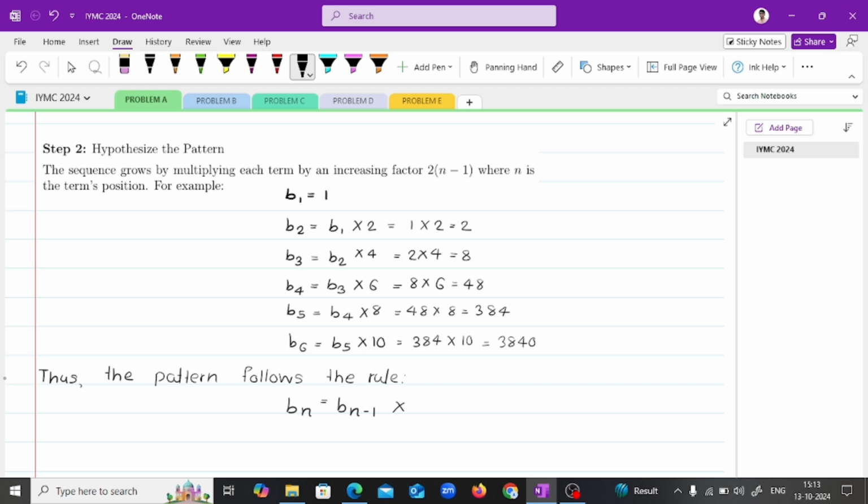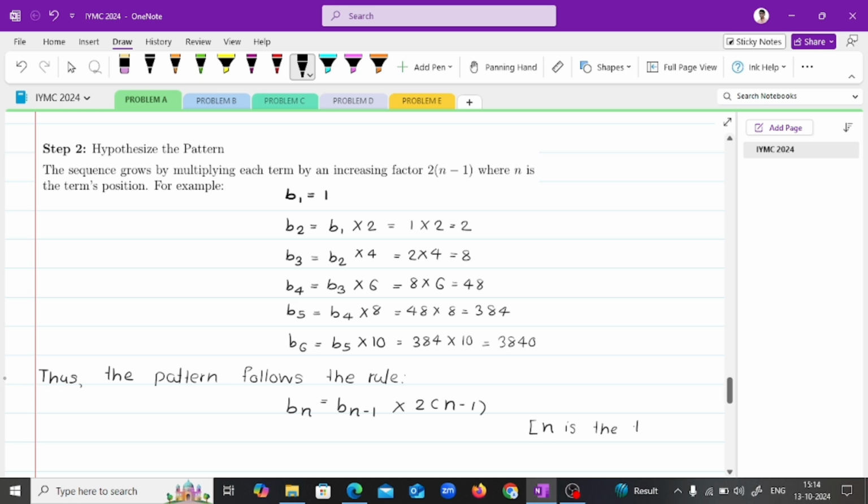So in order to calculate the n-th term of this sequence, that is Bn, we will use Bn minus 1 times, and we can see a pattern here in this multiplying number, that is in 2, 4, 6, 8, 10. I can express this multiplying factor in terms of the term's position like this. So Bn is equal to Bn minus 1 into 2 into n minus 1, where n is the term's position.